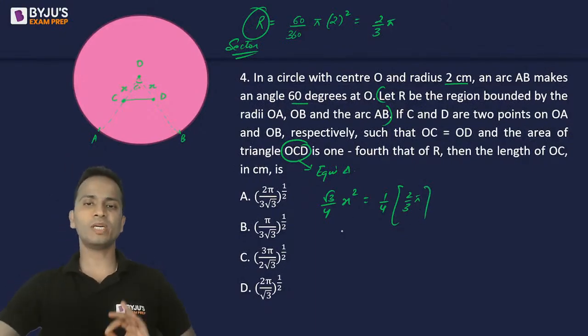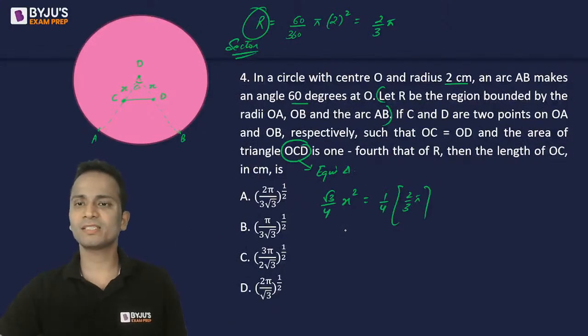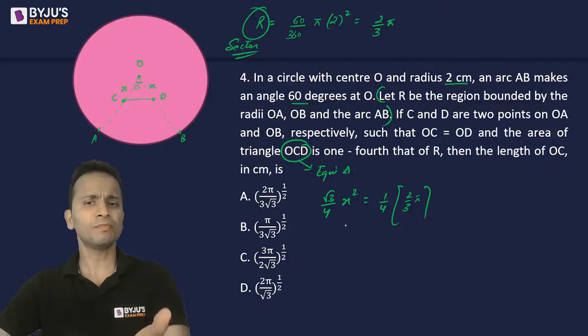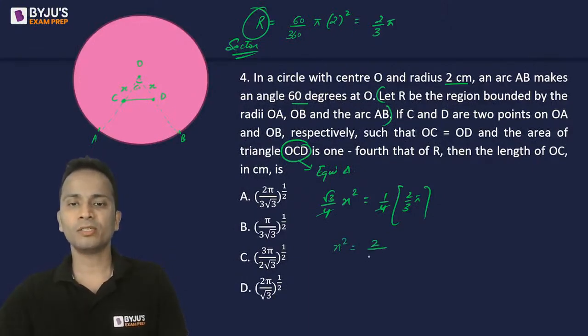All right. So this is what I have in front of me. Now simple, get the value of x. They want the length of OC, so you can find out the length of OC. So 4 and 4 will get cancelled. So x square will be equal to 2 upon 3 root 3 pi.